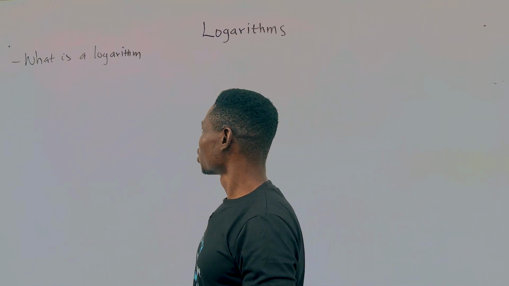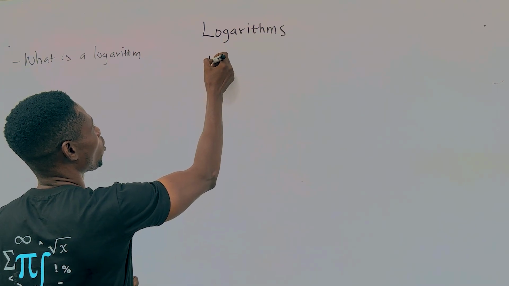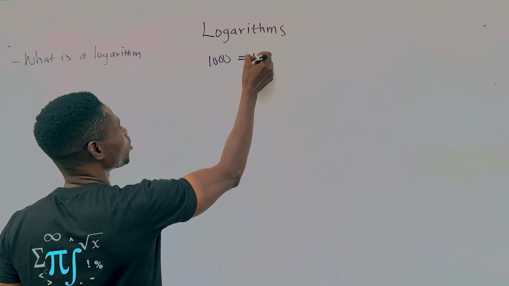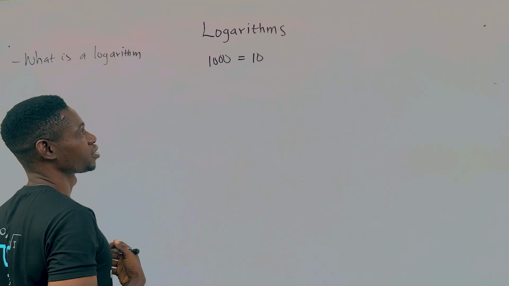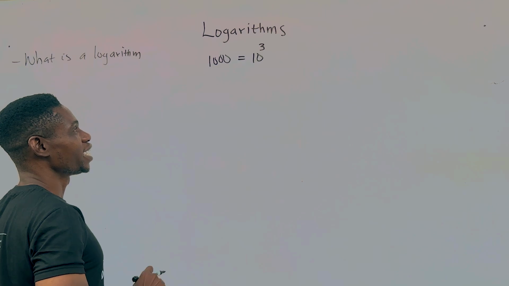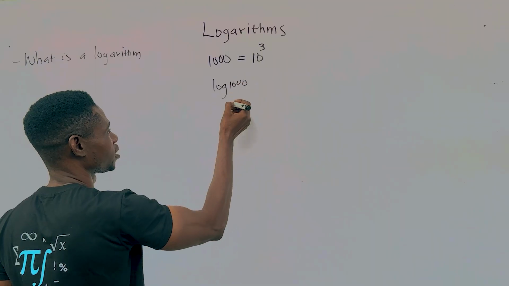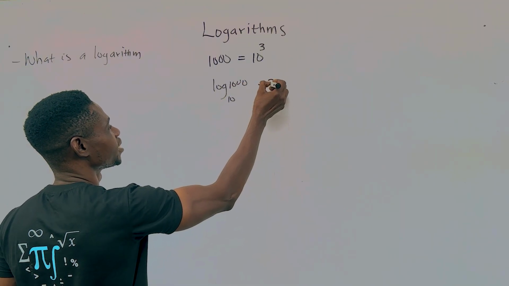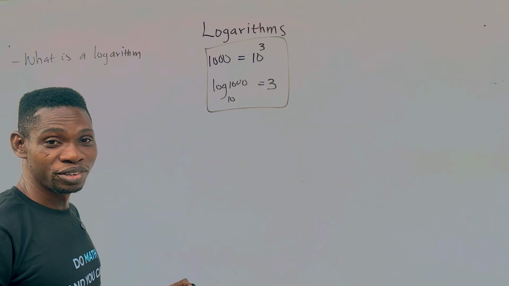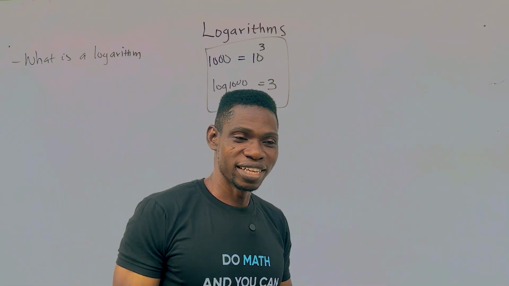Now, let's say you have a number 1000. Now, how many times are you going to multiply 10 by itself to get 1000? 3 times, right? Good. It means that the logarithm of 1000 to base 10 is 3. And that's what logarithm is.